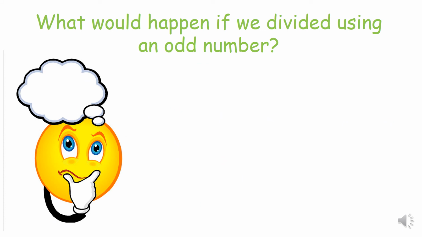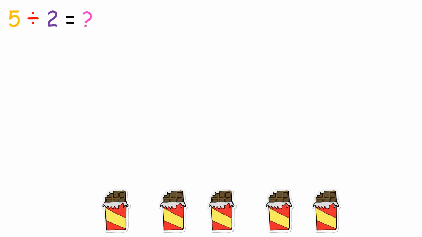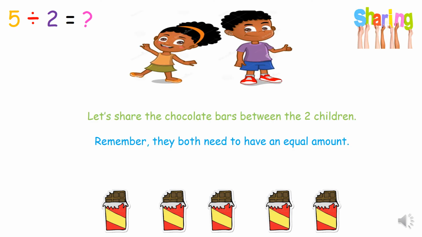But what would happen if we divided using an odd number instead? Let's try and work this one out. We've got 5 divided by 2. So this time I've chosen an odd number to divide by 2. Do you think it will divide equally? Let's find out. And we're going to have a go at sharing the chocolate bars between the 2 children. Remember, they need an equal amount.